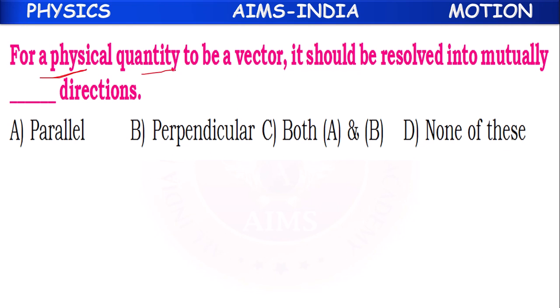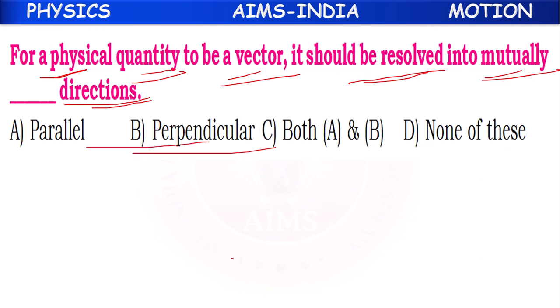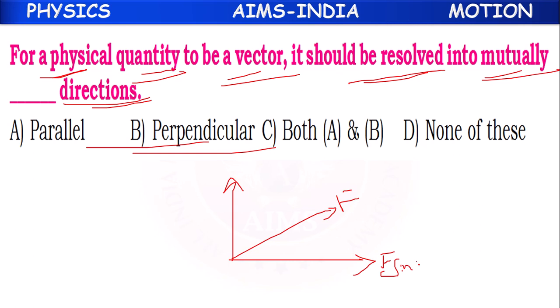Next, for a physical quantity to be a vector, it should be resolved into mutually dash directions, perpendicular directions. If it is to be a vector, then it has to be resolved into two components. If it is F, so F sin theta, F cos theta, such that they are perpendicular to each other. In that way, it should be resolved. Then only it will be a vector. So option B is the correct answer.